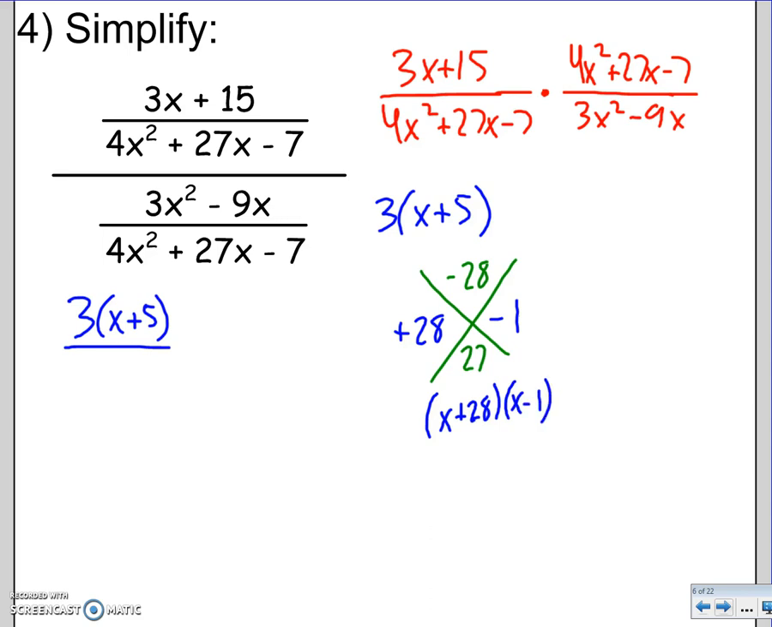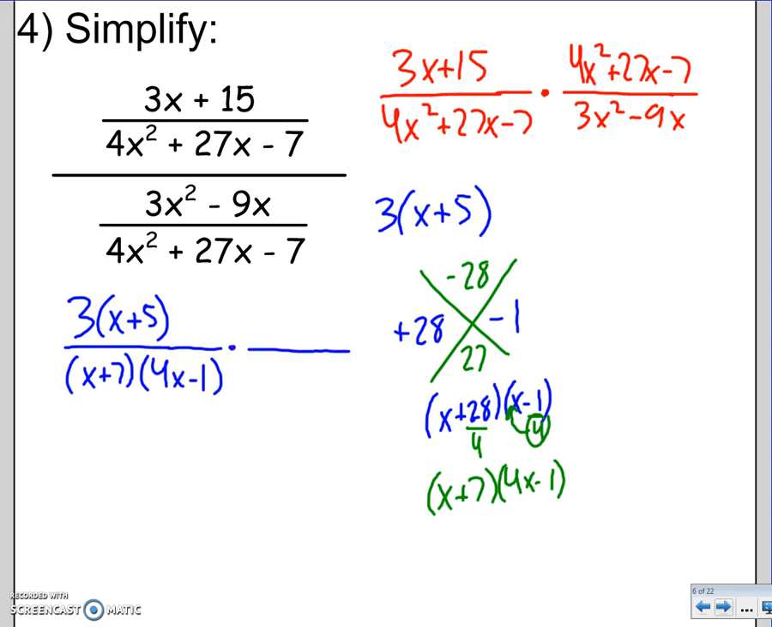Divide by a, which is 4. Divide by 4 does make a difference. Reduce if you can. Well, the first, 28 over 4 is 7. The second one does not reduce, so I move the 4 to the front. 4x minus 1. So that's the bottom. X plus 7, 4x minus 1.